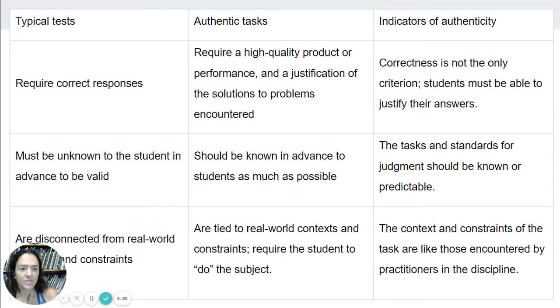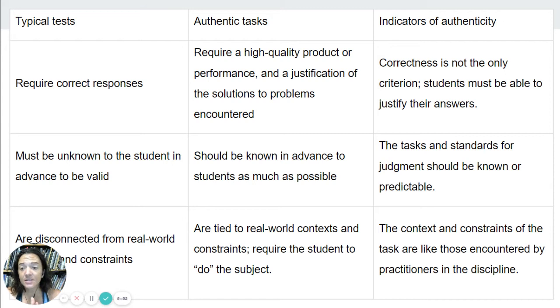And then the indicator of authenticity that you can think about here, right? Correctness is not the only criterion. Students must be able to justify their answers. So if we think about things where you get points for showing your work, right? We're more concerned with the process, with the thinking, with all of that kind of stuff, as opposed to did you select the right answer?